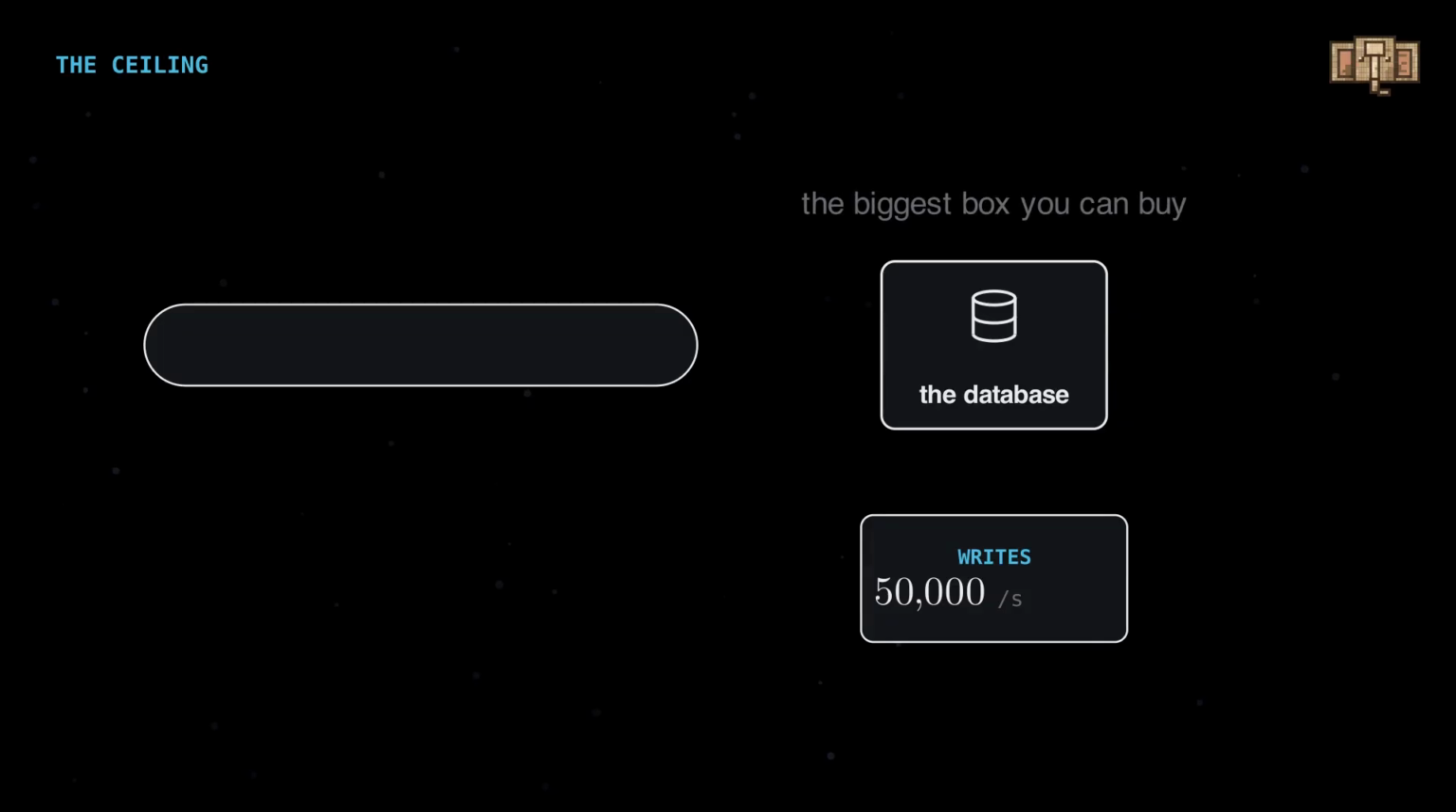This is the ceiling. You can buy faster disks and more cores for a while, but there is a biggest machine you can buy. And past it, the database simply cannot keep up. Requests start piling up at the door faster than they drain. So here is the question this whole video answers. When the biggest box is still not enough, what do you do?